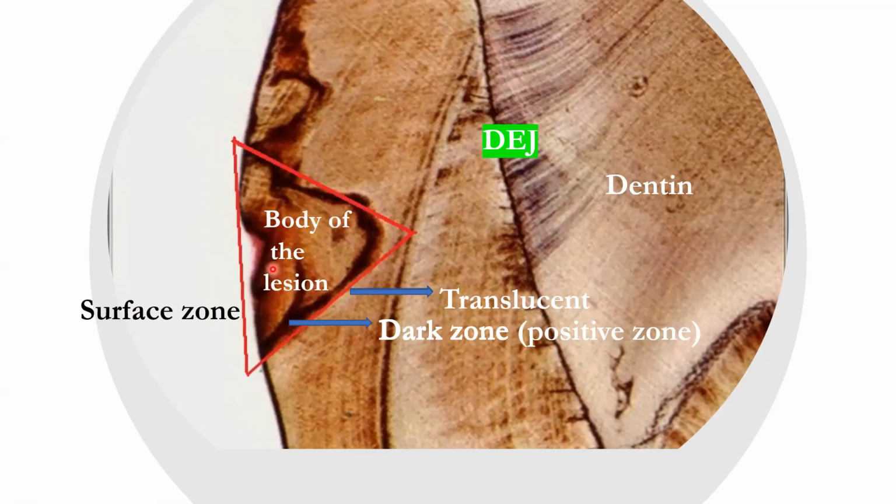The third zone is the body of the lesion. This makes up the biggest zone of enamel caries, as you can see in this image, and the mineral loss in this body of the lesion is 5 to 25%. 25% is what is seen in the center, and at the periphery it might vary. And the surface zone is called the surface zone because it's present on the surface of the enamel, and this is usually intact because of the constant remineralization that is occurring.